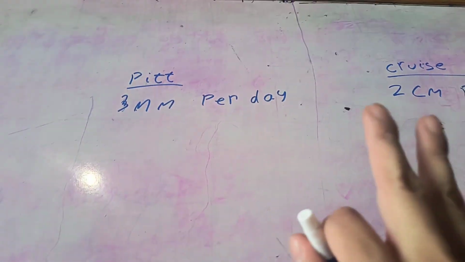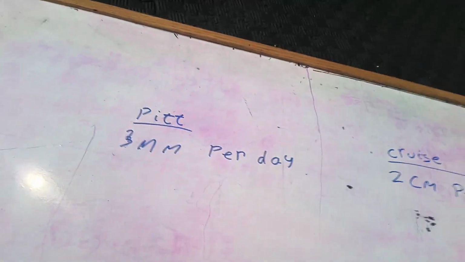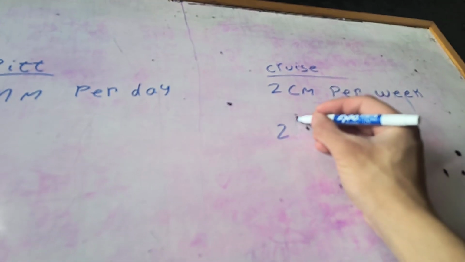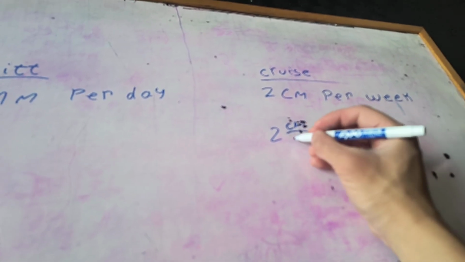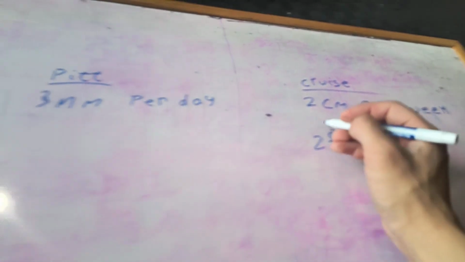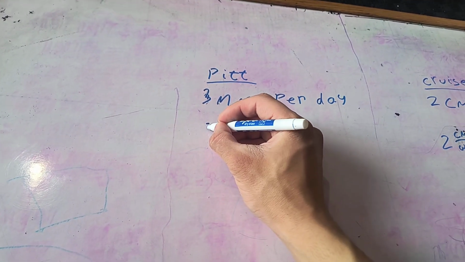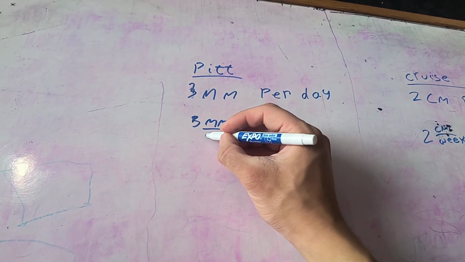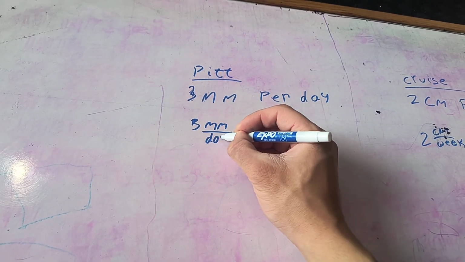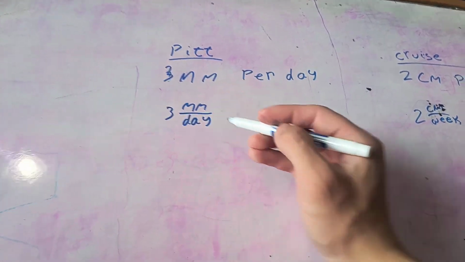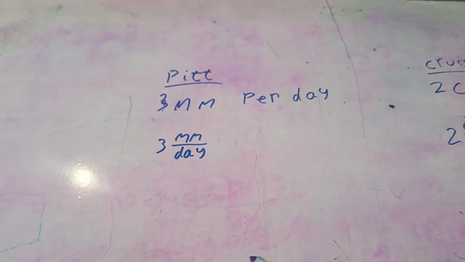First of all, this is just a weird competition. Second of all, these are in 2 different units. This one is in centimeters per week, and this one is in millimeters per day. Wow. Okay, so let's convert one of these to the other.